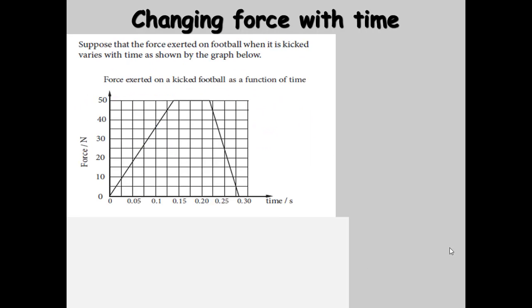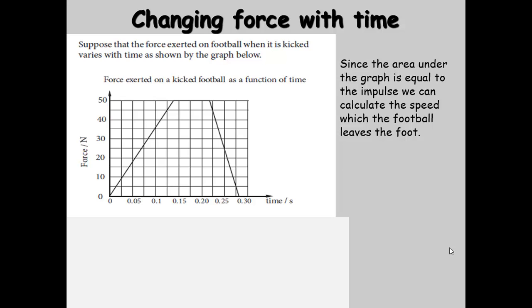For instance, with a changing force with time, as long as we have a graphical description of that, then we can work out what the impulse is and the change in momentum by looking at the area underneath the graph. So the area underneath the graph is equal to the impulse, and therefore we can use this to help calculate the speed at which the football leaves the foot for this question.